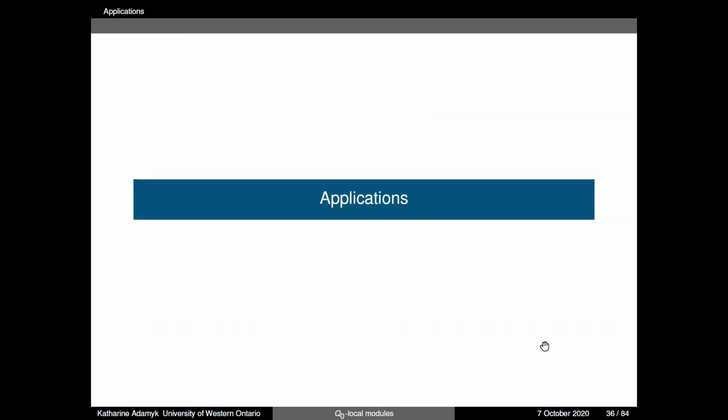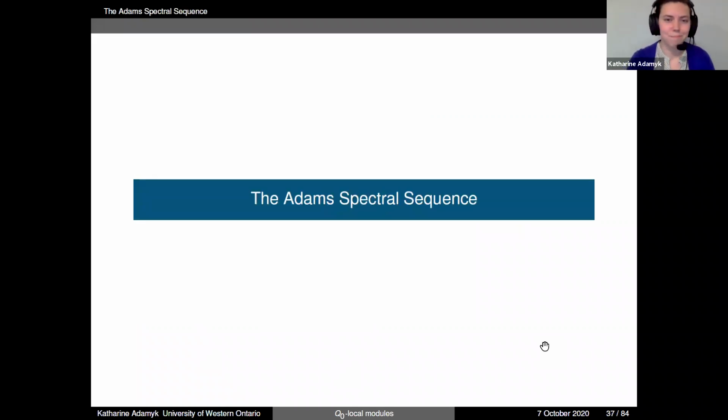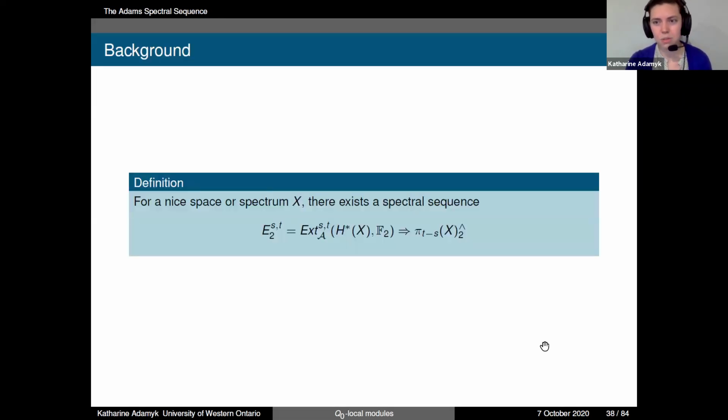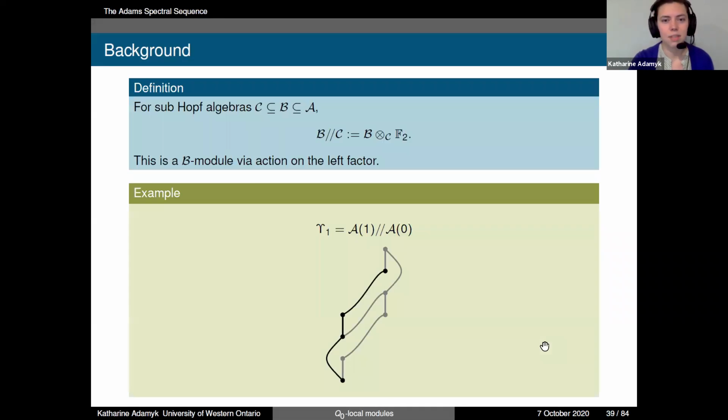Okay, so what could we use this theorem for? We're going to look first at some applications to calculations in the Adams spectral sequence. And this is actually a pretty classical application of classification theorems for modules over the Steenrod algebra. So just as a reminder, anytime we have a nice space or spectrum X, we get a spectral sequence that starts from Ext over the Steenrod algebra of the cohomology of X and converges to the 2-completed homotopy groups of X. I'm just going to keep working over the prime 2 all the time.